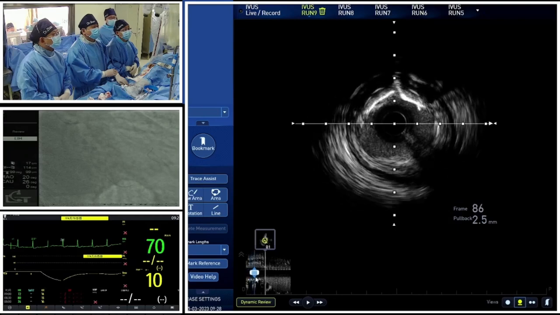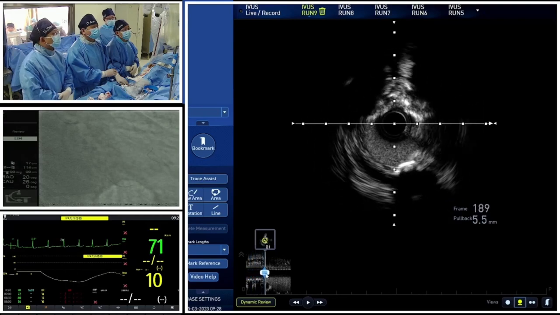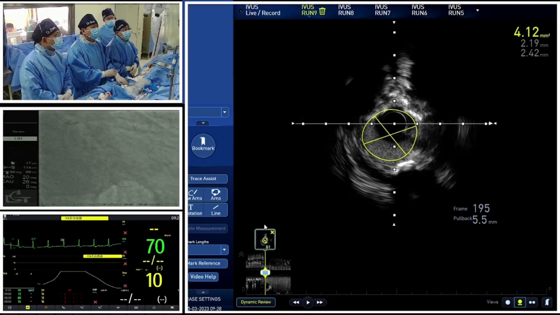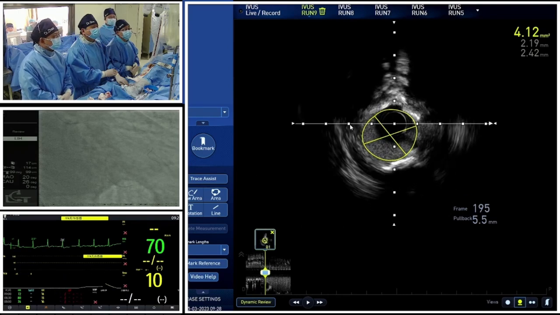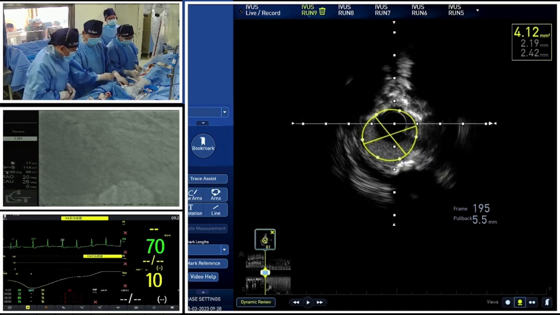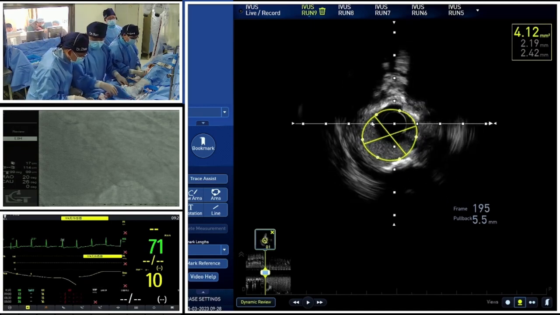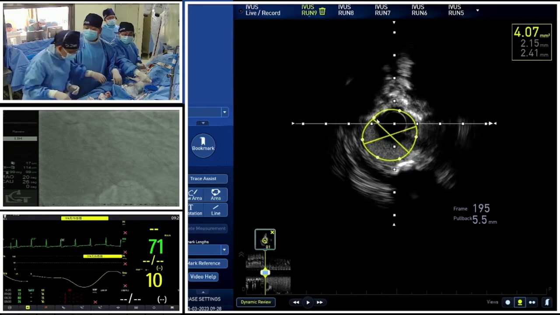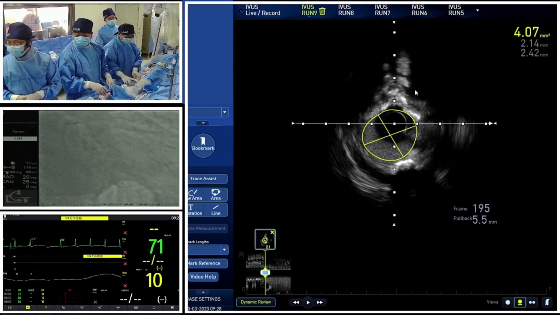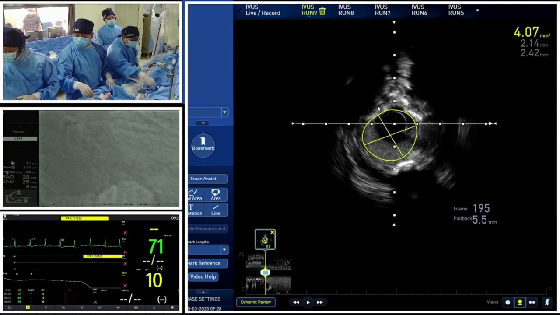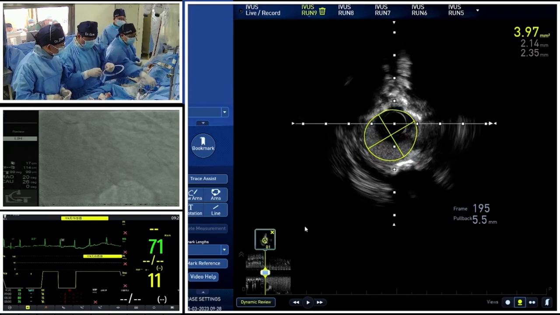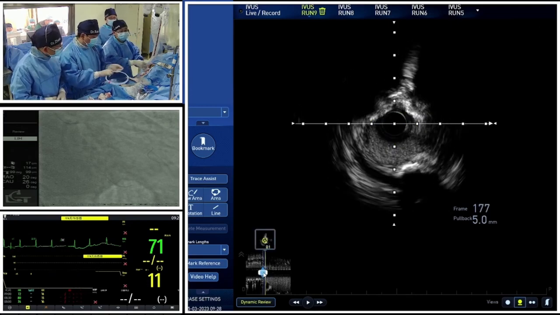But the lumen area, I think, is big enough. It's over 4 square millimeters. Yes, because of the acoustic shadowing attenuation due to the calcification, we can accurately measure the vessel diameter, and we can see the vessel profile is invisible. So what do you think of the results, Dr. Gong?